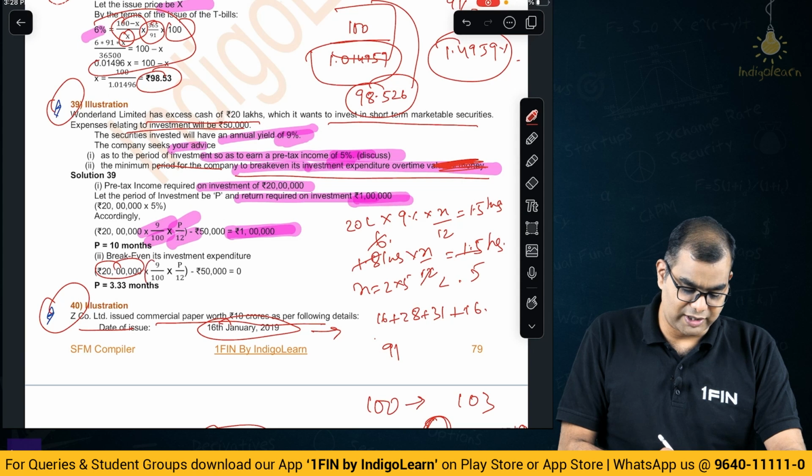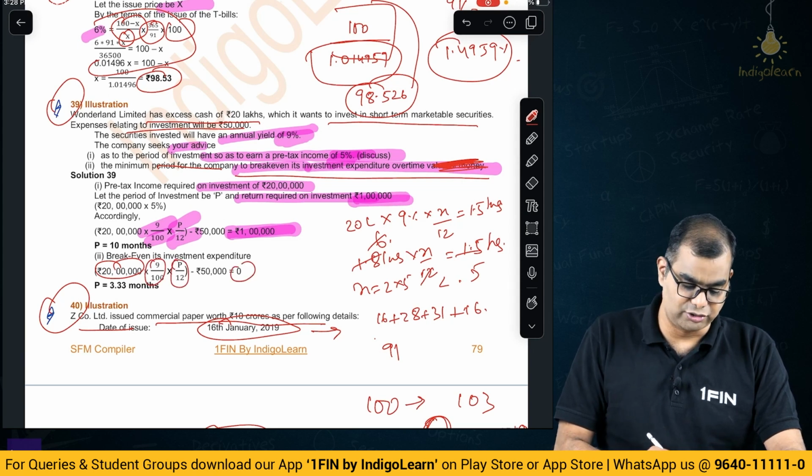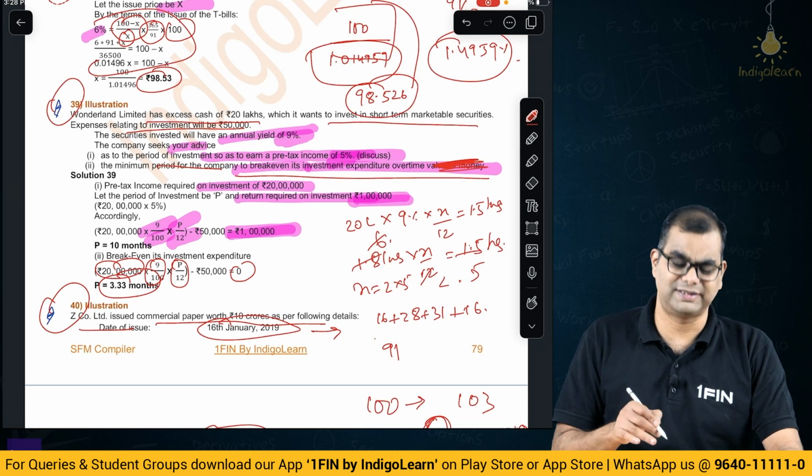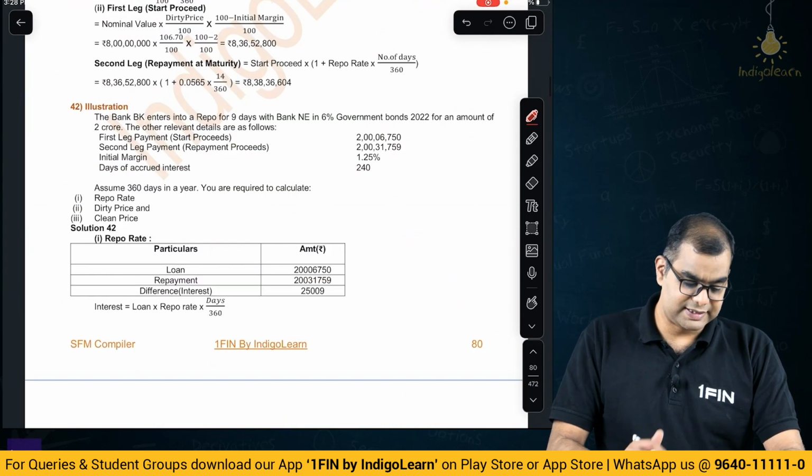So, 20,00,000 into 9 by 100 into p by 12 minus 50,000 is equal to 0. You solve for p, you get a value of 3.3. This again is a very simple question. I don't know why they have asked a question like this. Let us take this question.